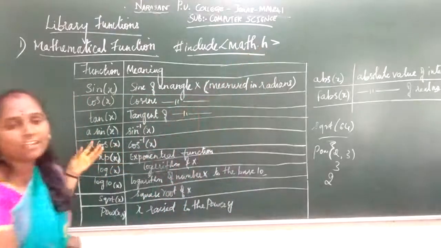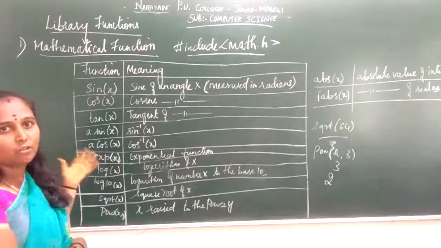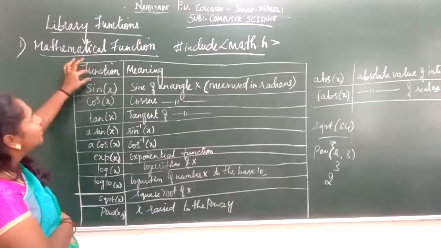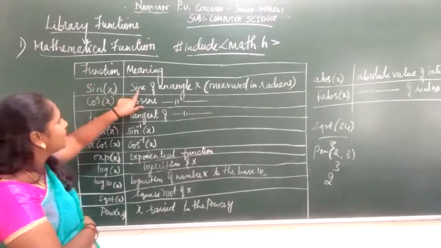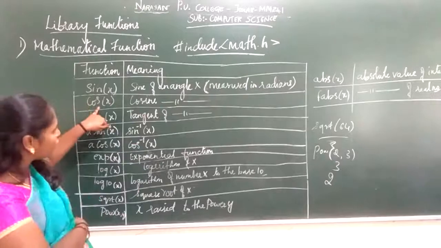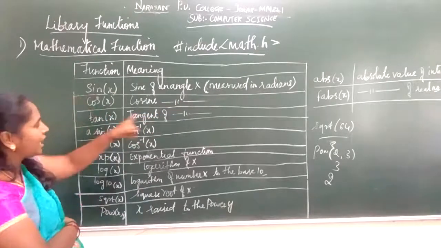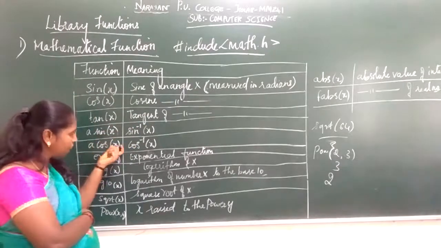Some of the library functions are mathematical ones like sine, cosine, tan, secant and cosec. You study these in your 8th, 9th or 10th standard. Sine is the sine of an angle measured in radians. For cos also you take the cosine of an angle measured in radians. Tan is the tangent of an angle measured in radians. Then these are the inverses, asin(x) and acos(x).